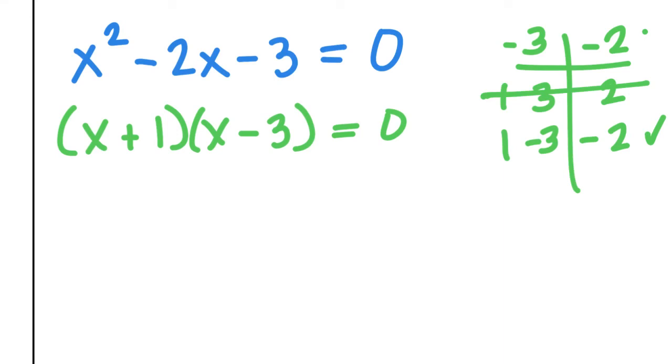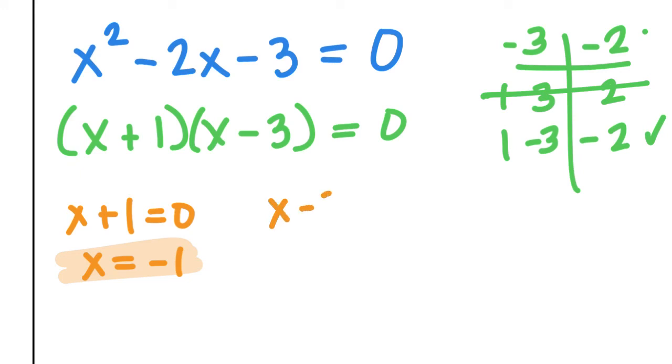Now we're going to set each one of those factors equal to 0. x plus 1 equals 0. So that means that x equals -1. And for the other factor, x minus 3 equals 0. So this means that x is equal to +3.